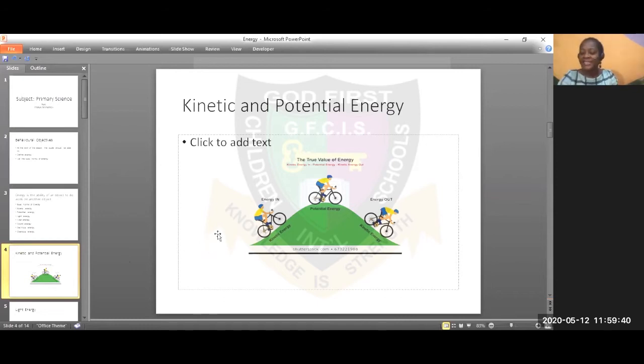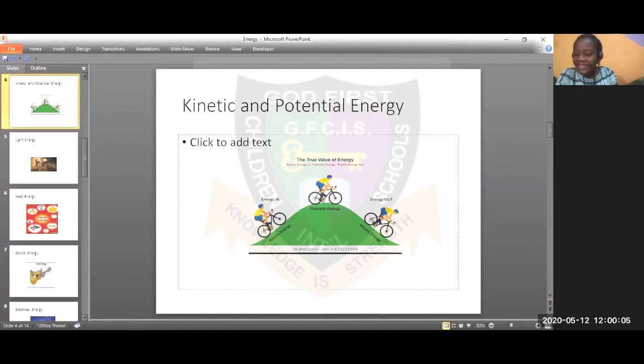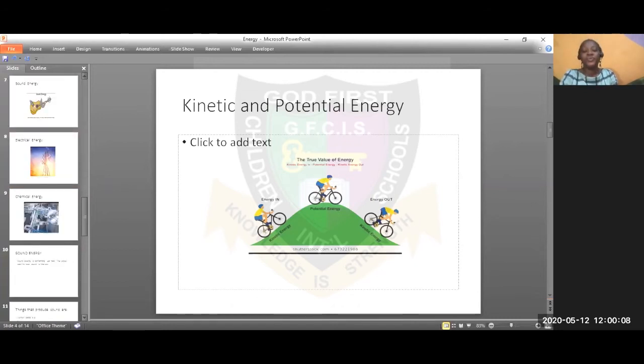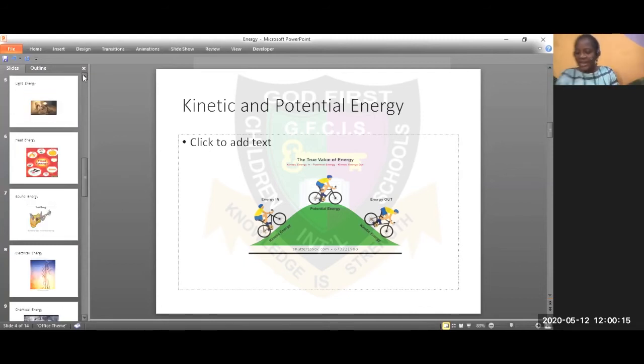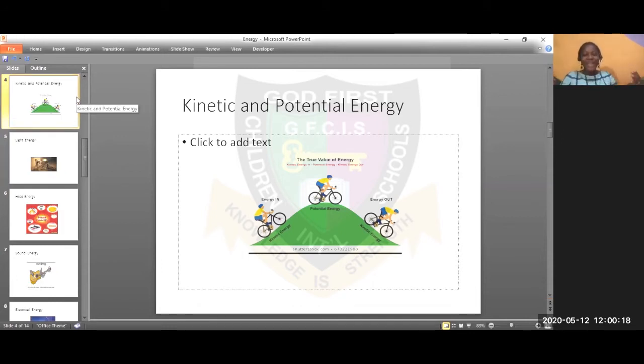What is kinetic energy? Kinetic energy is that energy that is possessed by a moving object. Any object that is moving, that thing that is making that object move on its own is the energy, and we refer to it as kinetic energy. While potential energy is the energy that is inside an object but has not been put to use. Like when you are in the car, but you have not started the car. You are just sitting down in the car. That is potential energy.